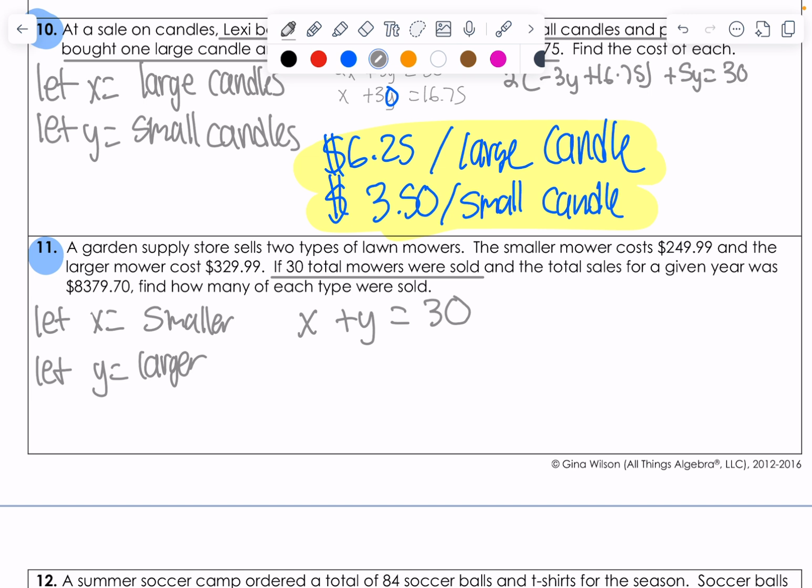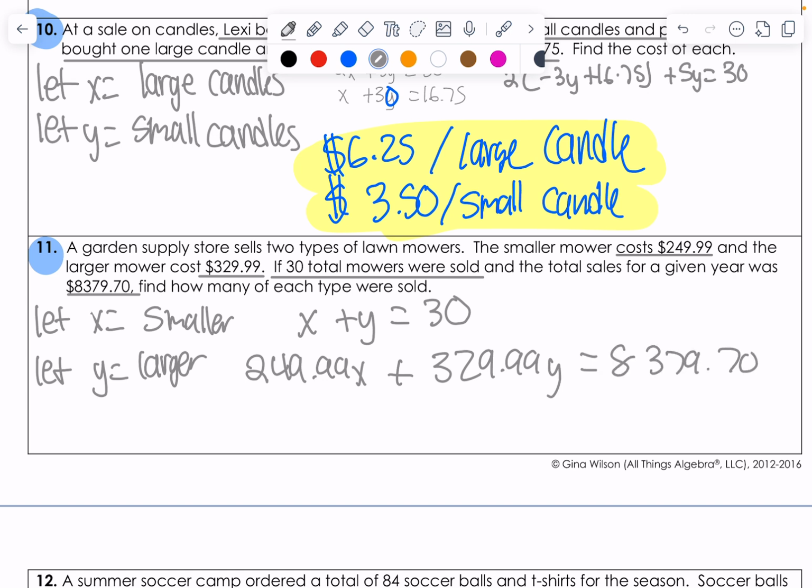What else did they tell us? They said the smaller mower cost $249, the larger mower cost $329, and the total sales for a given year was $8,379. So I also know that 249.99x plus 329.99y has to be equal to 8,379.70. From here, we've got some really gross math to do.